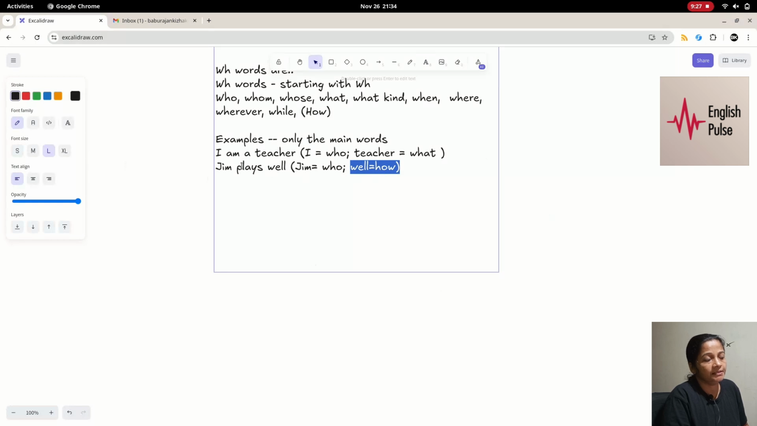In any sentence you take out the word and then relate it to these question words like WH, whom, whose, who, or how, what kind. So these are like question words. You ask how he played. He played, the answer is well. So well corresponds to how.